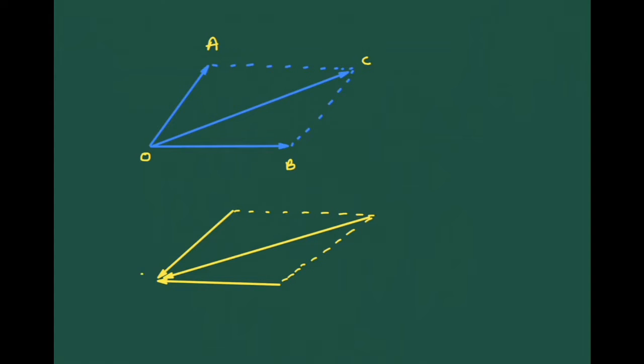Take points, say O, A, B, C. In this figure, OC is resultant of OB vector plus BC vector. In this case, BO is the resultant of BC vector plus CO vector. So this is the statement of law of parallelogram.